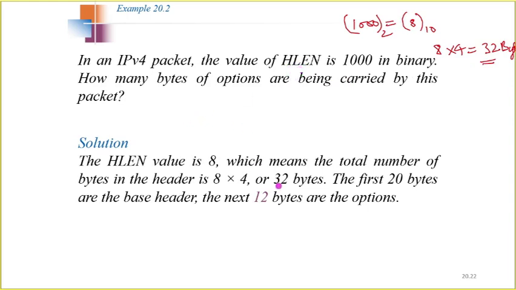Out of the 32 bytes, that is the header length, the question is asking how many bytes of options are being carried. We already know the minimum header length is 20 bytes. But it is 32 bytes, which means there are some options. If there are no options, the minimum size of the header will be 20. If there are options, then the size of the header will increase from 20 by the value of the options. We have already seen this.